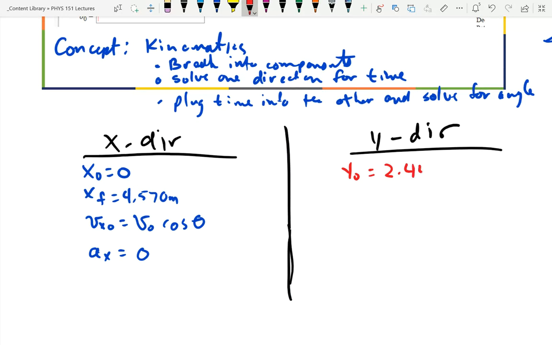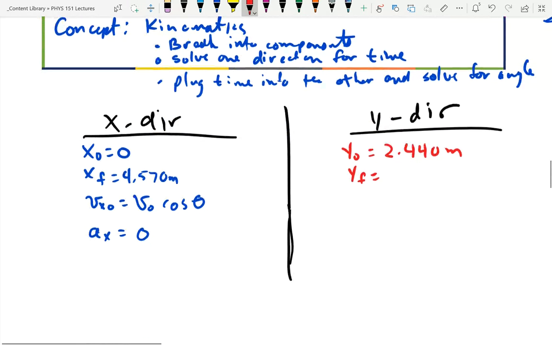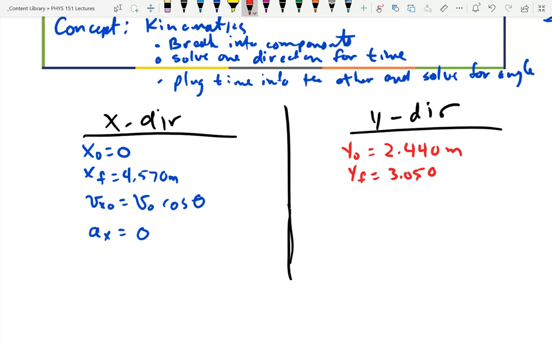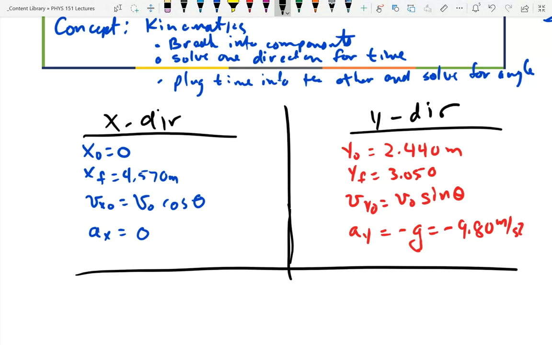2.440. What's y final? 3.050. Why am I ending these with zeros? Sig figs, right. Vy initial, we just said that's V initial sine theta. Ay is minus g, or minus 9.80 meters per second squared. Okay, once again, nothing looks hard so far.